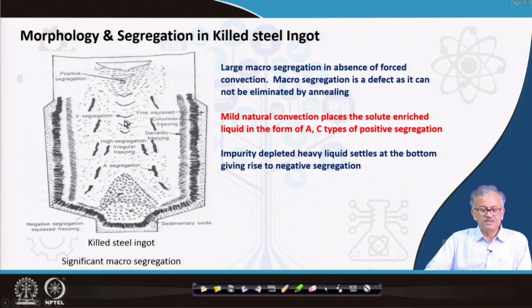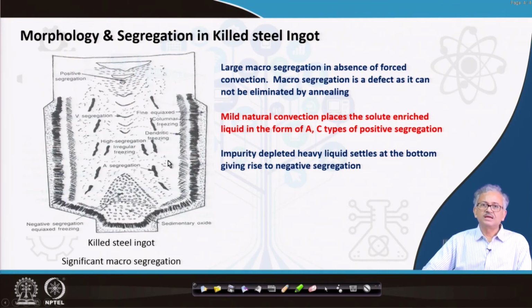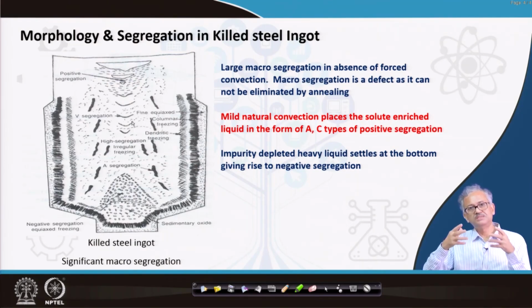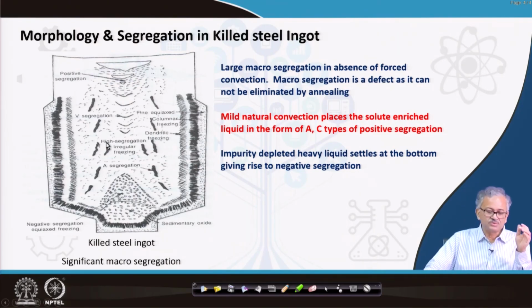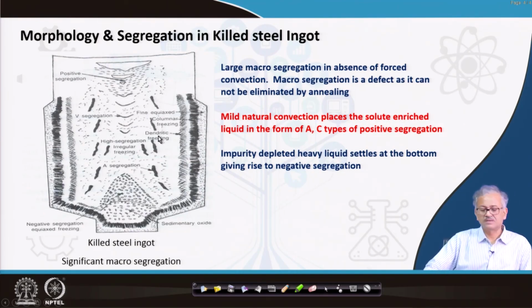The first liquid to solidify is impurity depleted. Those become heavy and try to settle at the bottom. At the end, as solidification progresses, the liquid becomes richer and richer in impurity, so it becomes lighter. That is why there is positive segregation in the upper part. In the lower part, the first liquid to solidify is much lower in impurity. And this pattern, as I said, is formed by natural convection.